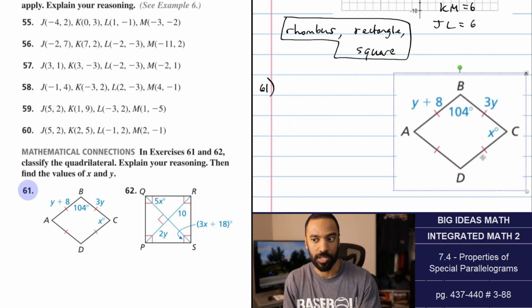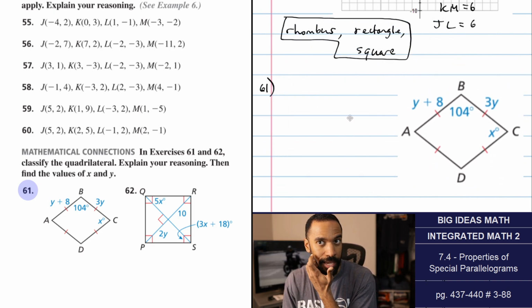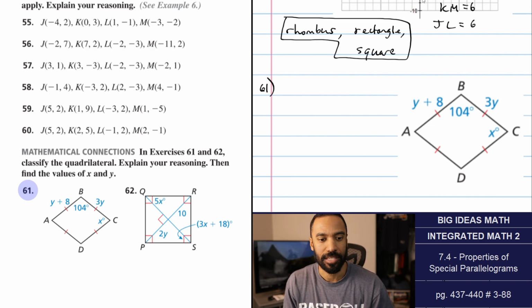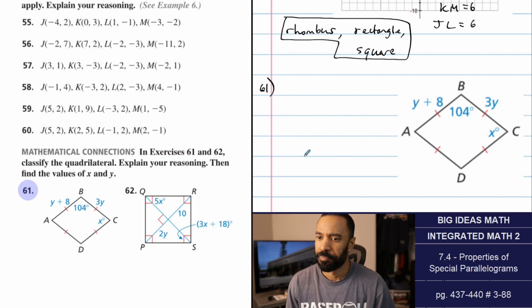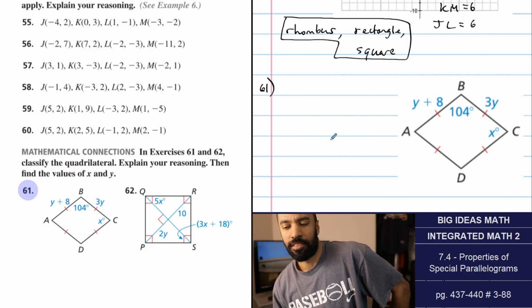I know because in the problem set, in the lecture portion, I think they said page 440, we prove those corollaries that a quadrilateral is. And I'm fine with those ones. They're not like these unique ones. Those are cool. All right, anyway, classify the quadrilateral, explain your reasoning, then find the values of x and y.